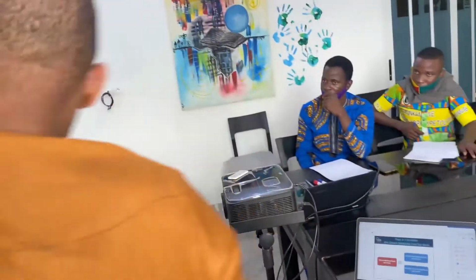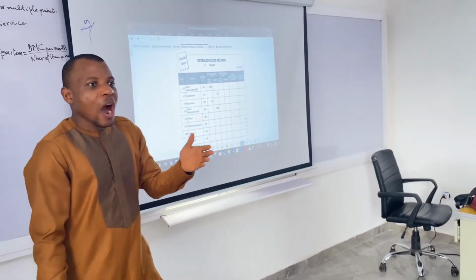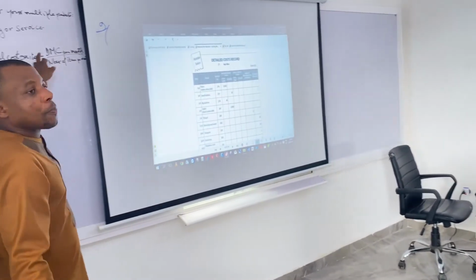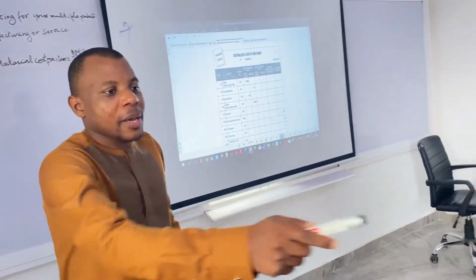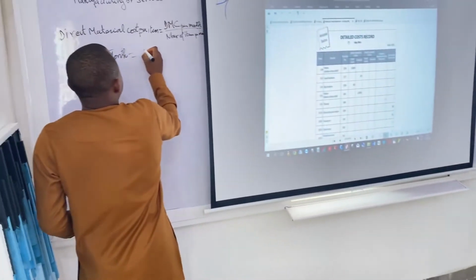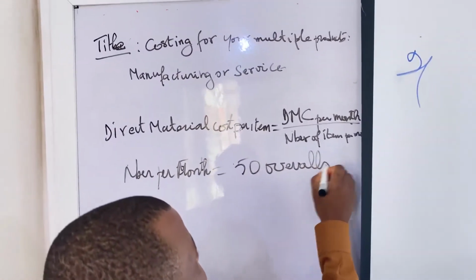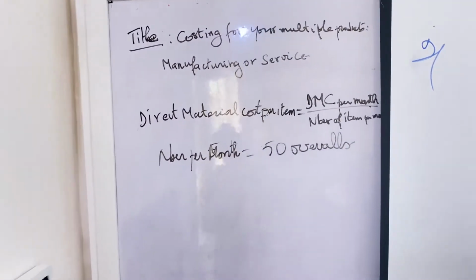That's the first calculation we need to make. So how many overall they produce in a month? How many according to the text? 50 overall. 50. So the number per month is 50 overall, right? They produce 50 overall.